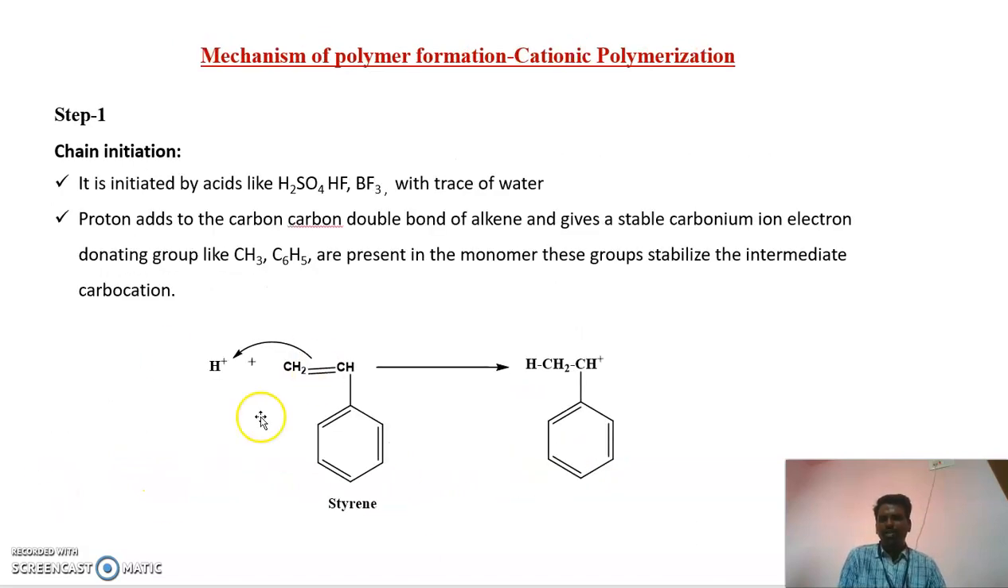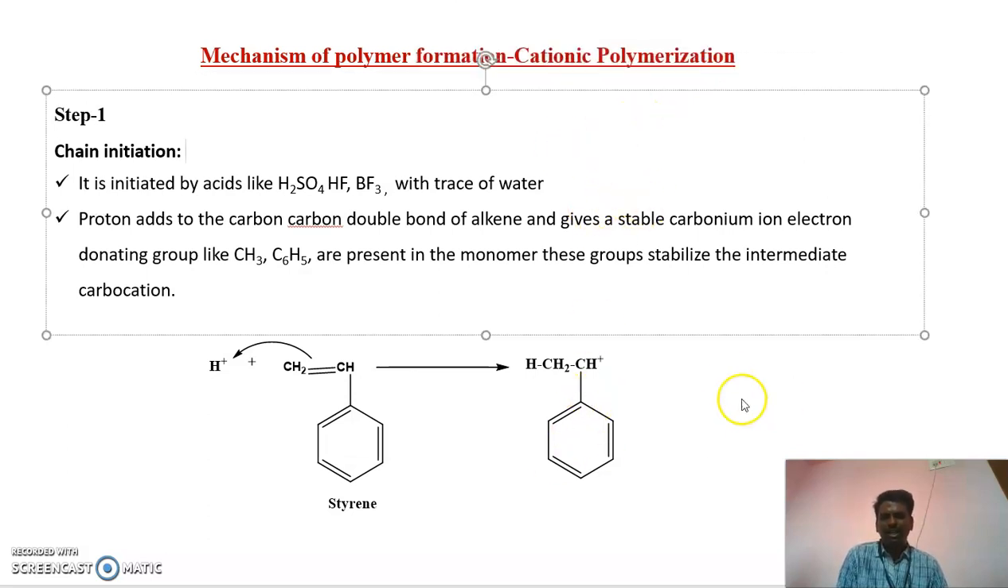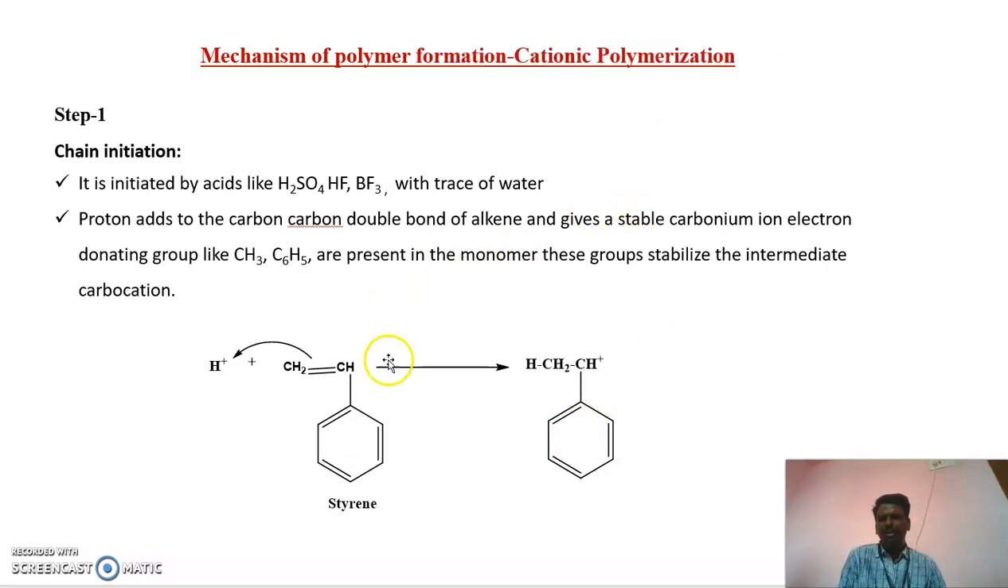Next we have to discuss the mechanism of cationic polymerization. Here the polymerization reaction is initiated by the protons present in acids. Mostly we are using sulfuric acid, hydrofluoric acid, or boron trifluoride as initiators. This reaction proceeds through the formation of a carbocation. Here the protonation of the pi bond occurs, and it results in the formation of the carbocation.